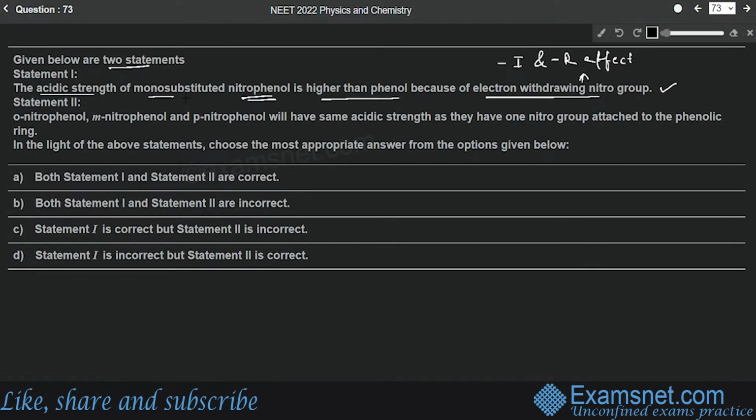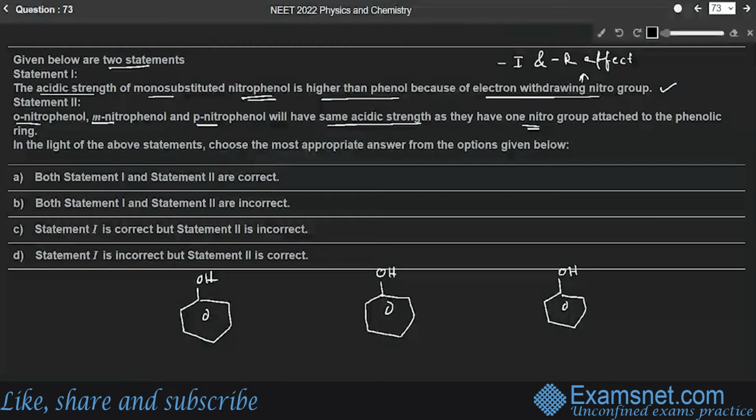Now we come to the second statement. It says that orthonitrophenol, metanitrophenol and paranitrophenol will have same acidic strength as they have one nitro group attached to the phenolic ring. Okay, so let's see the structures of orthonitrophenol, metanitrophenol and paranitrophenol. So first I'm drawing the phenol. One OH group is there in phenol, right? Now, in ortho nitrophenol, the nitro group will be just adjacent to the OH group. Okay.